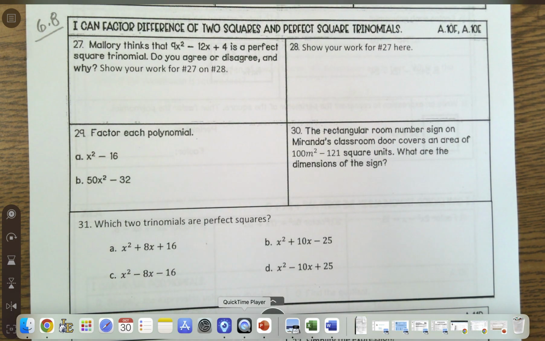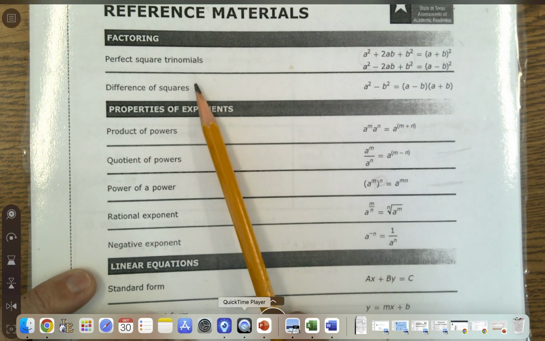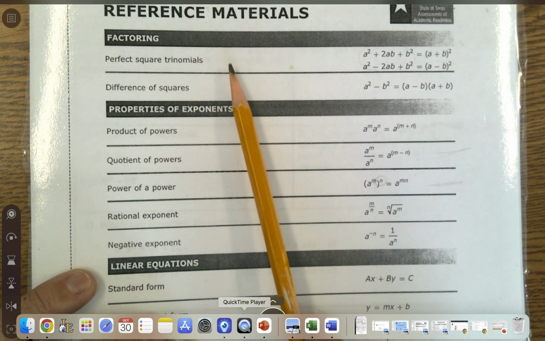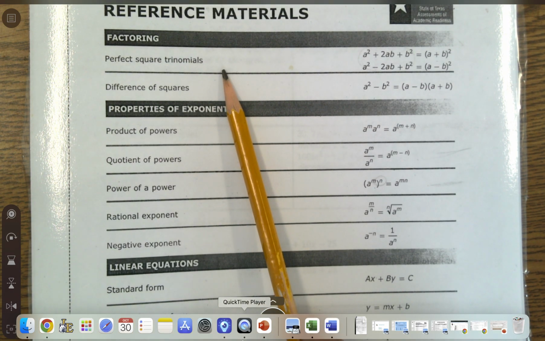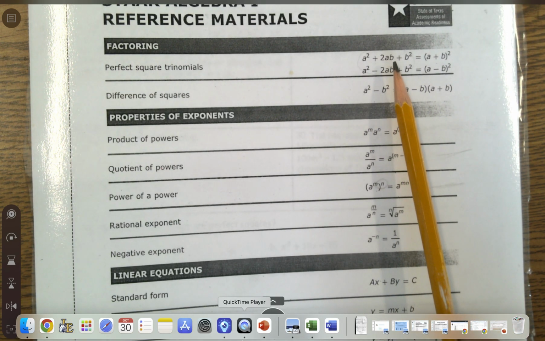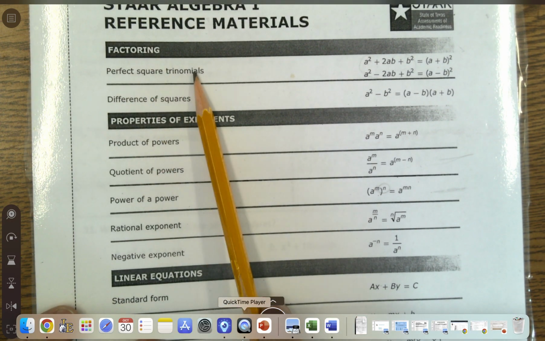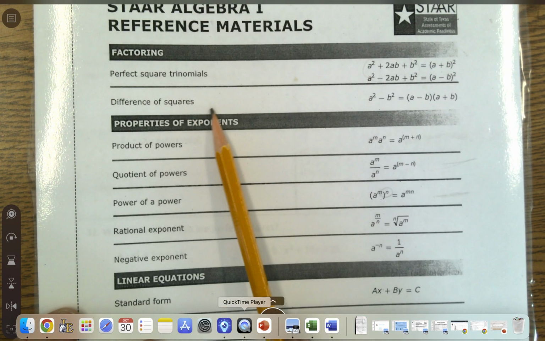I'm going to reference the mathematics chart you're going to get for the STAR test. You're given equations for perfect squares and difference of squares. Hopefully you watched this video after the lesson on Thursday, but if not, I'm going to try and explain this the best I can right now to help you understand these problems. I'm going to focus on the perfect square trinomial problems, and then I'll move on to the difference of squares problems afterwards.